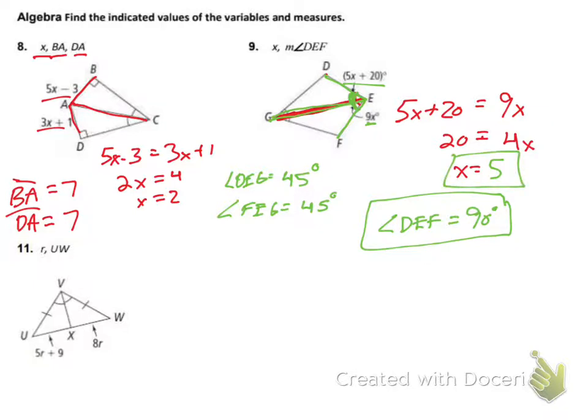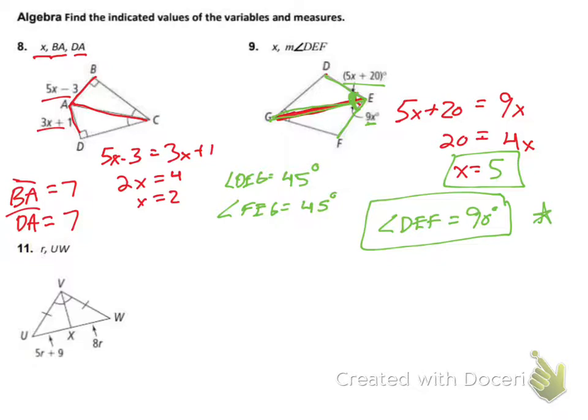Let's check our work real quick. And we're on number 9. And number 9 is x is equal to 5. And DEF, it says it's equal to 45 degrees, but I don't believe that's correct. So I'm going to stick with this one. It says on the answer key that it's 45 degrees. But again, if it wanted the whole DEF, then we would need to double that to make it 90.